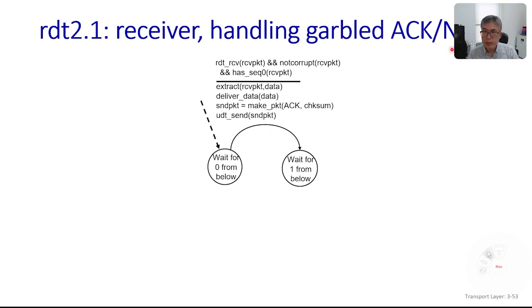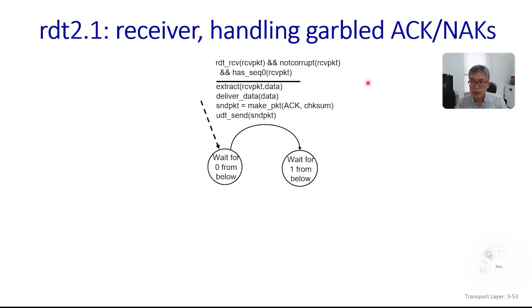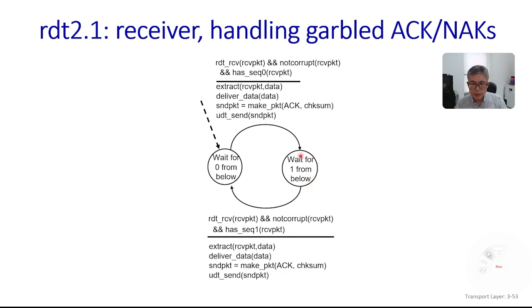The receiver handles corrupted or problematic ACKs and NACKs. If there is no corruption and the sequence number is zero, the receiver extracts the data and transits, so there is no problem. Similarly, when waiting for packet sequence number one from below, if there is no problem and the sequence number is one, it extracts the data, acknowledges, and moves to this state.